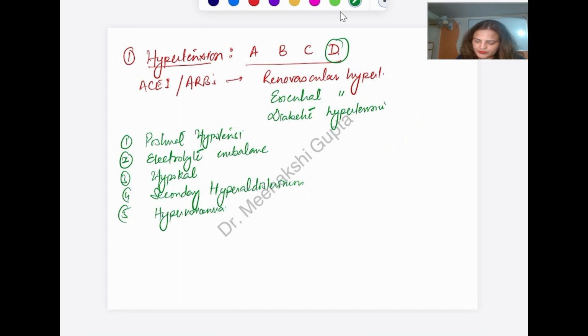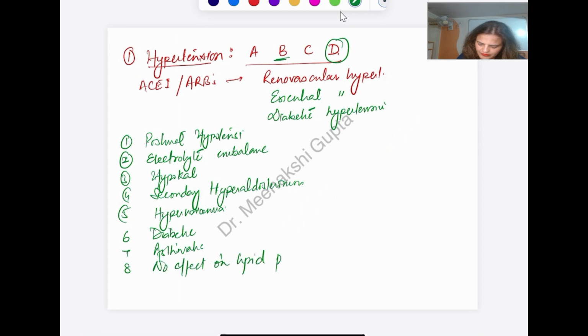What else? If we are putting the patient on a beta blocker, we cannot give it to an asthmatic patient. This we can give in diabetic and asthmatic patients. And no effect on the lipid profile. Can safely give. No withdrawal.